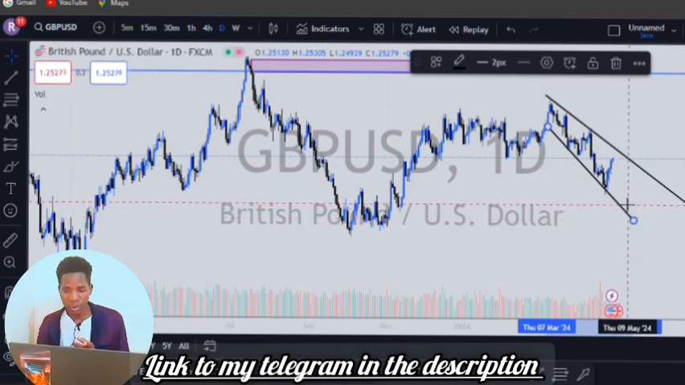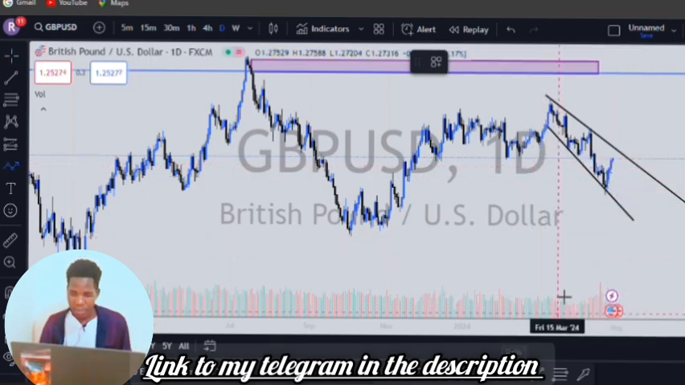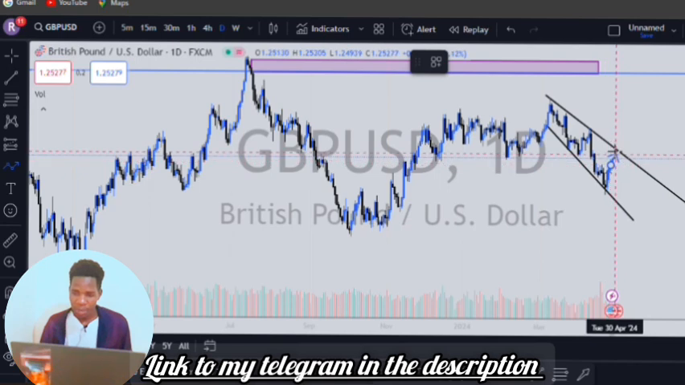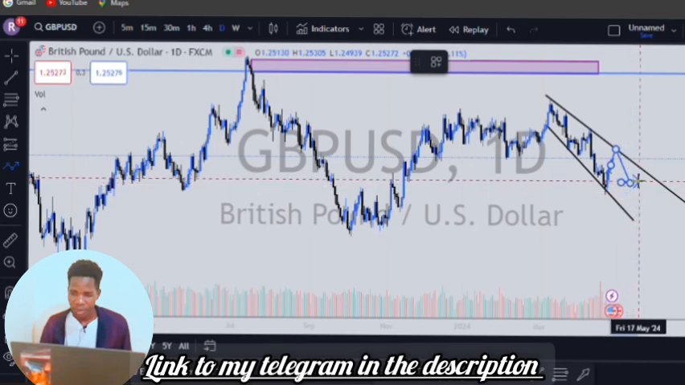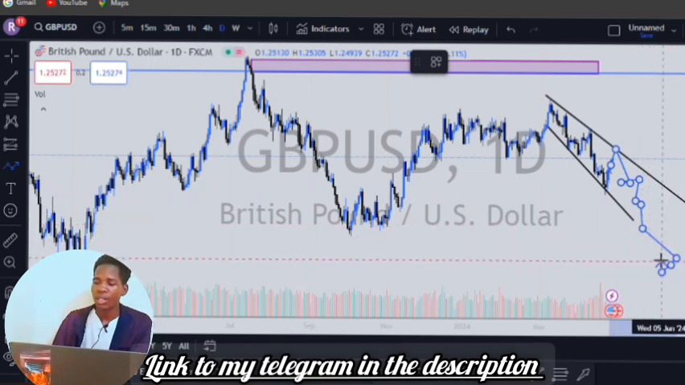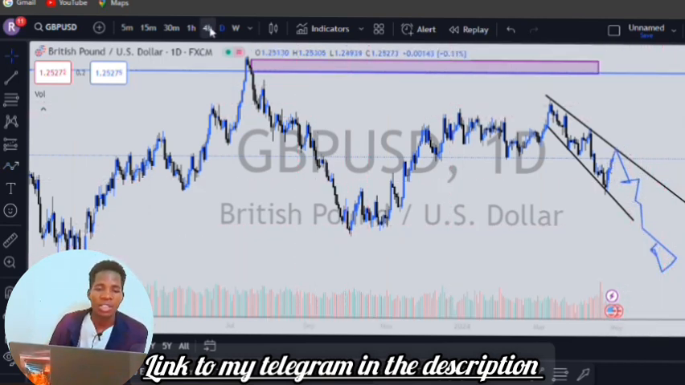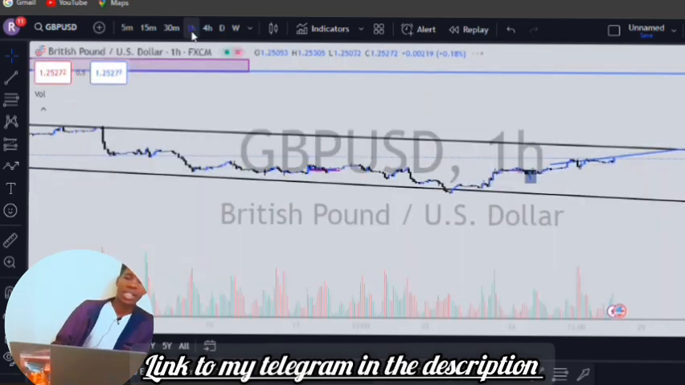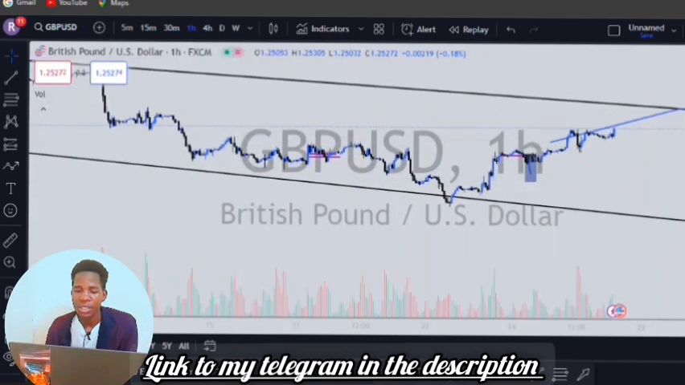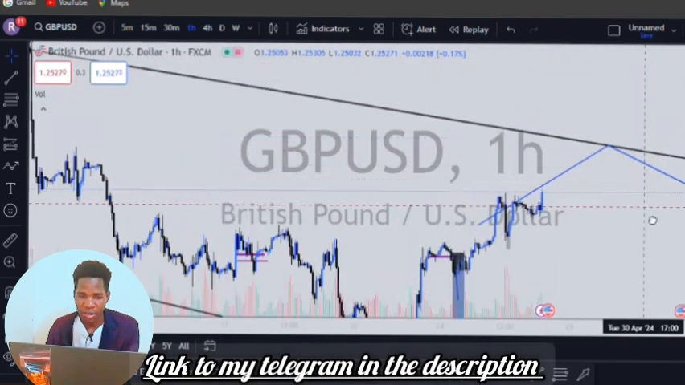So what we are going to do, we shall go down to a lower time frame and wait for this price to come up to this point, and then continue with the downward movement. That's what we are looking for. So let's go into a 1 hour time frame and see how it behaves. In a 1 hour time frame, this is how our market behaves.